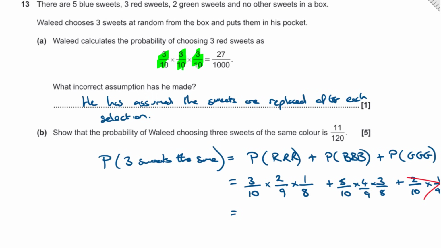What's 10 times 9 times 8? 10 times 9 is 90 times 8. 9 8s are 72. So 720, isn't it? So I've got 720 on the bottom. 3 times 2 times 1, that's 6. Plus, I'm going to have 720s again on the bottom. 5 times 4 times 3. 5 4s are 20 times 3 is 60. So 6 over 720 plus 60 over 720. That is 66 over 720. Okay.